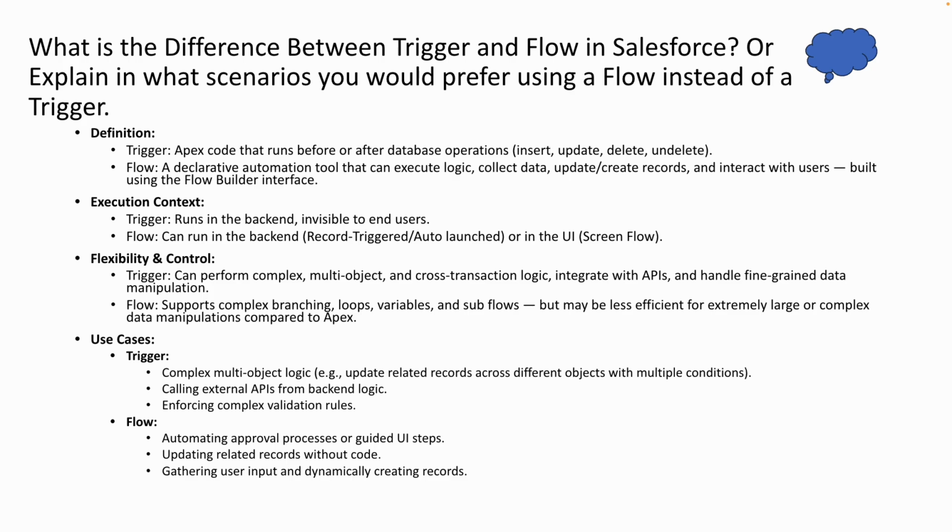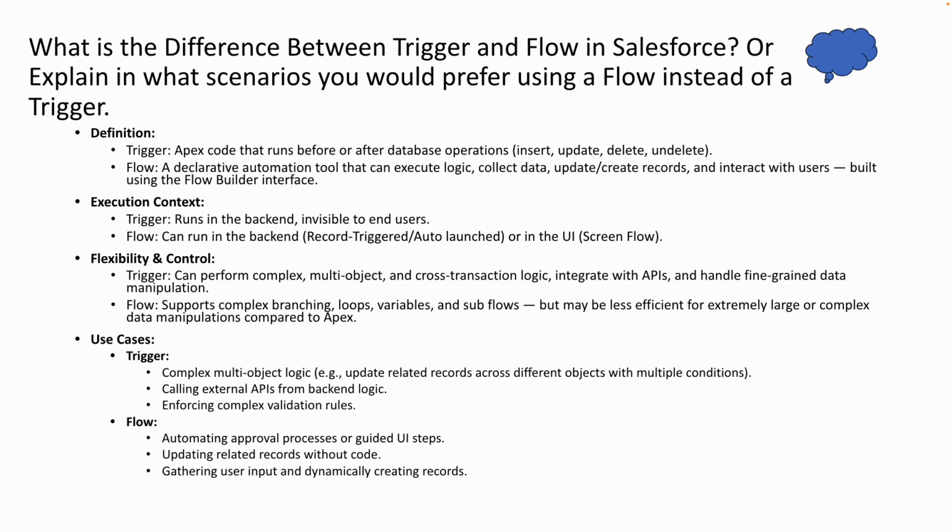And in terms of use cases, a trigger has complex multi-object logic that you can handle, and update related records across different objects with multiple conditions, like I said, and call external APIs from the backend, and enforce complex validation rules which you cannot define in the declarative validation rules that you have on the object.